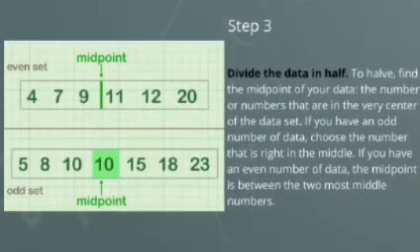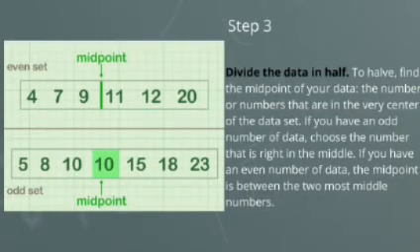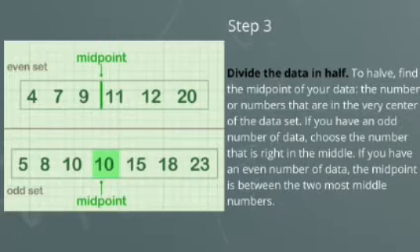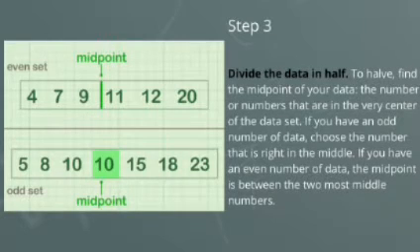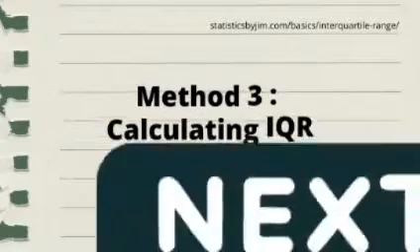Step 3 is divide the data in half. To halve, find the midpoint of your data, the number or numbers that are in the very center of the data set. If you have an odd number of data, choose the number that is right in the middle. If you have an even number of data, the midpoint is between the two middle numbers.